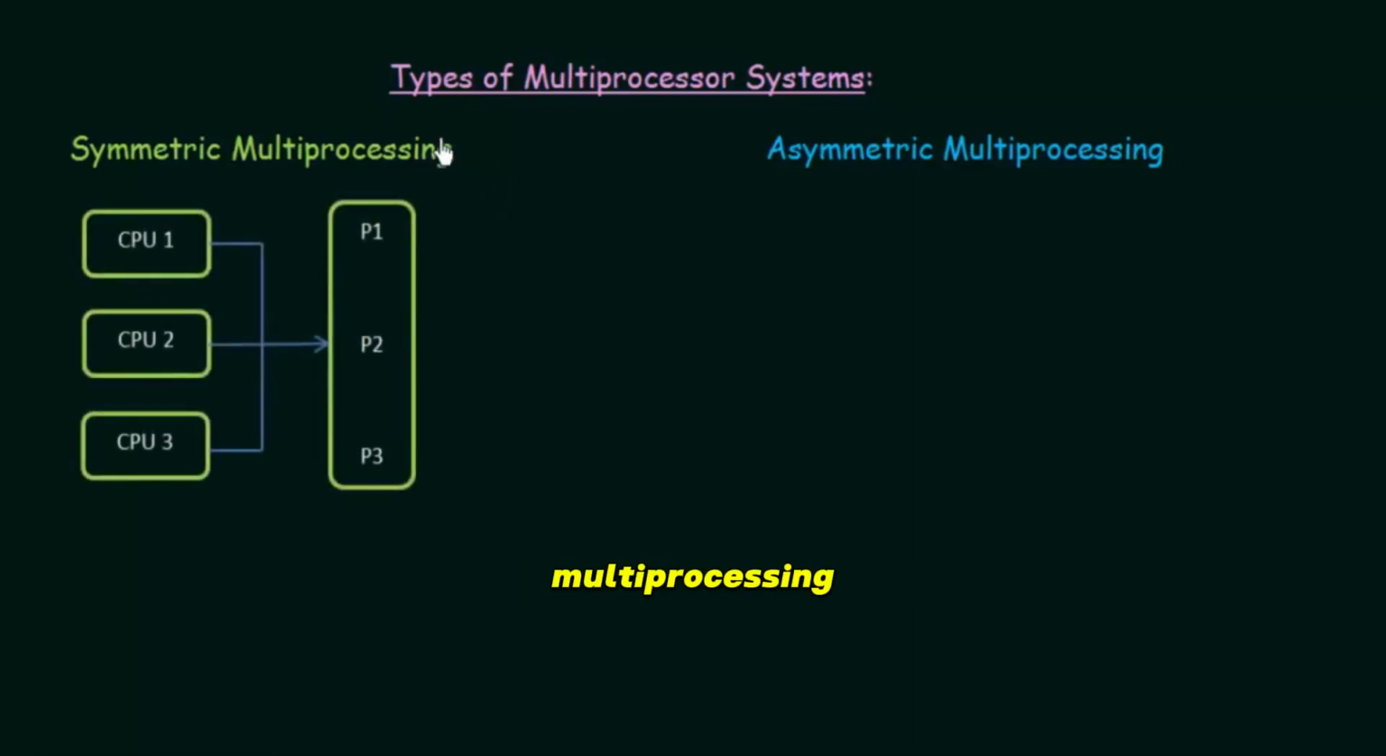In symmetric multiprocessing, we have our different processors. Here CPU 1, 2, and 3 denote the different processors that we have, and P1, P2, and P3 denote the processes that have to be executed. Now in symmetric multiprocessing, all these CPUs or processors are actually the same. That means they are similar to each other, and they all participate in performing these tasks or processes P1, P2, and P3. So all the CPUs are involved in all these tasks. That is known as symmetric multiprocessing.